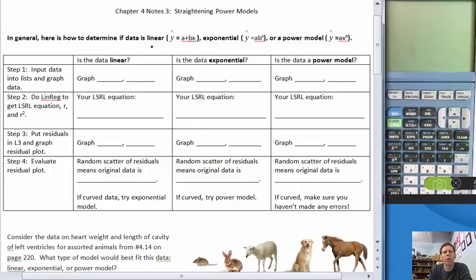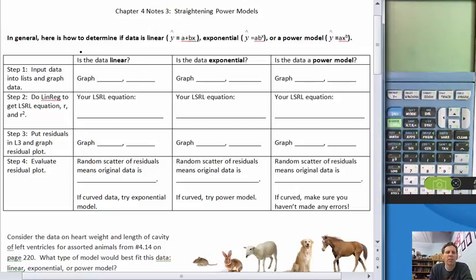Specifically, we're going to look at whether or not your data is linear, exponential, or follows what's called a power model. Now, a power model is simply an x squared graph, an x cubed graph, maybe an x to the 4th power graph. It's basically a model that you could set up using y equals x to some power.